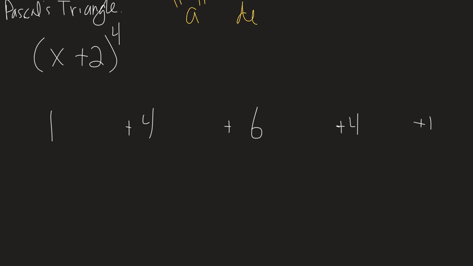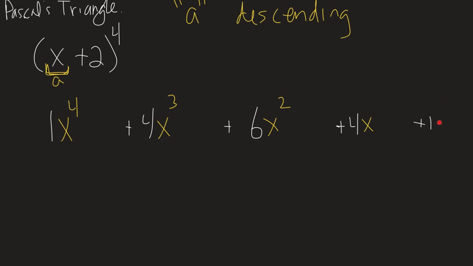Our A values descend, right? Descending in powers. Okay, so this is my A term. My x in this case is my A term. So this is x to the fourth, and then x to the third, and then x squared, and then x to the first, and finally x to the 0. But of course, x to the 0 is just 1, so that's not really going to contribute anything to my fifth term there.